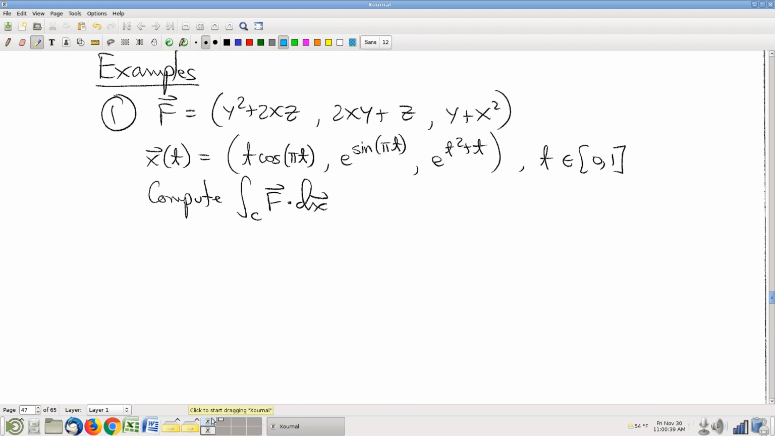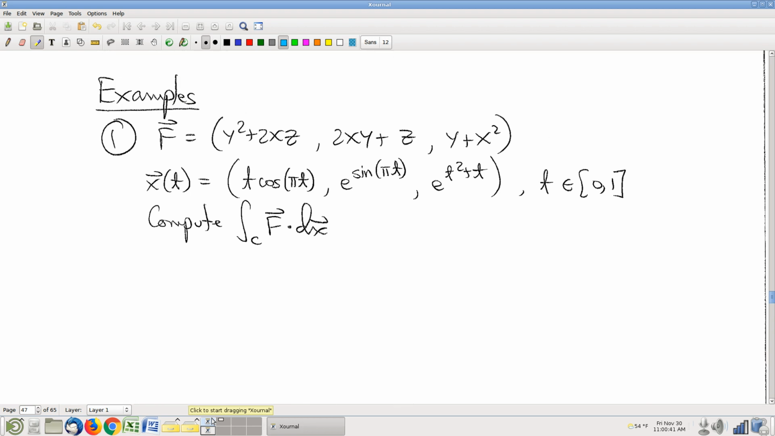By the way, my little cheat. Remember, curl is del cross. A cross product is computed as a symbolic determinant. I like to just... why is my little pen not working here? There we go.